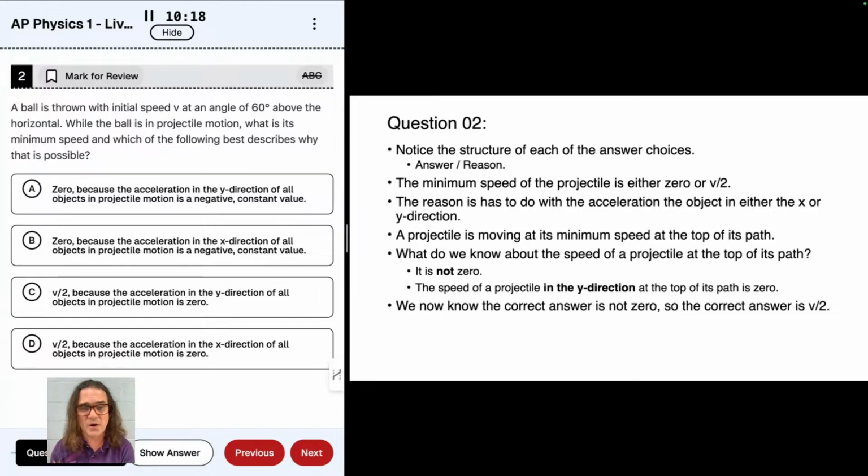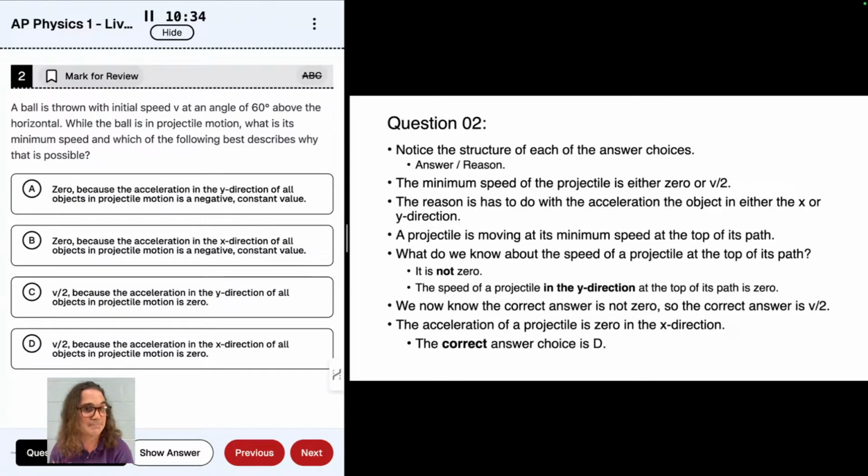So you don't have to figure out what it is. We already know that the speed is going to be v over 2 because that's our only option other than 0. So the question now is the acceleration of a projectile is 0 in the x direction. So the correct answer is D.